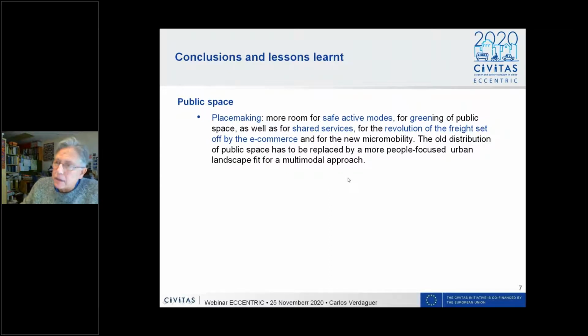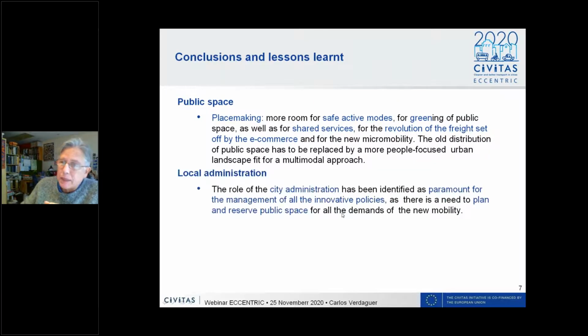Regarding public space, the importance of placemaking. We have to allow more room for safe active modes, for greening of public space, as well as for shared services, for the revolution of freight set off by e-commerce, and for the new micro mobility. As I say here, the old distribution of public space has to be replaced with a more people-focused, people-friendly urban landscape fit for this multimodality approach we were speaking about.